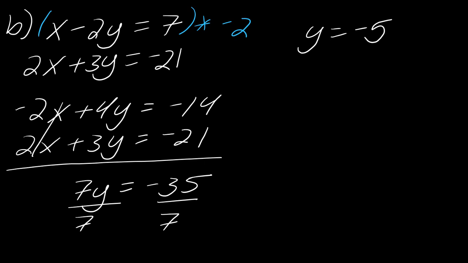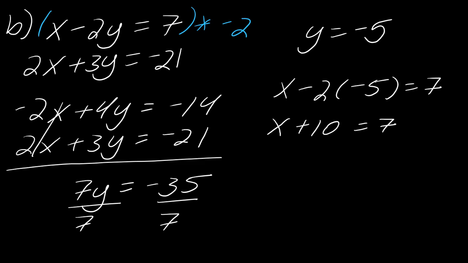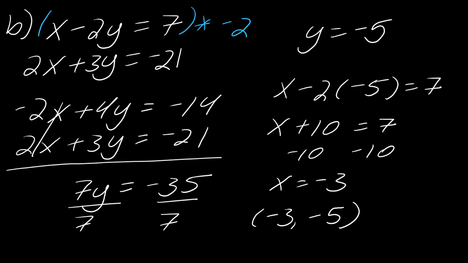So now I just have to solve for x, so I'll plug this back into the first equation. So this becomes x minus 2 times -5 equals 7. So I have x plus 10 equals 7. Subtract the 10. And I get x equals -3, so my solution will be -3, -5.